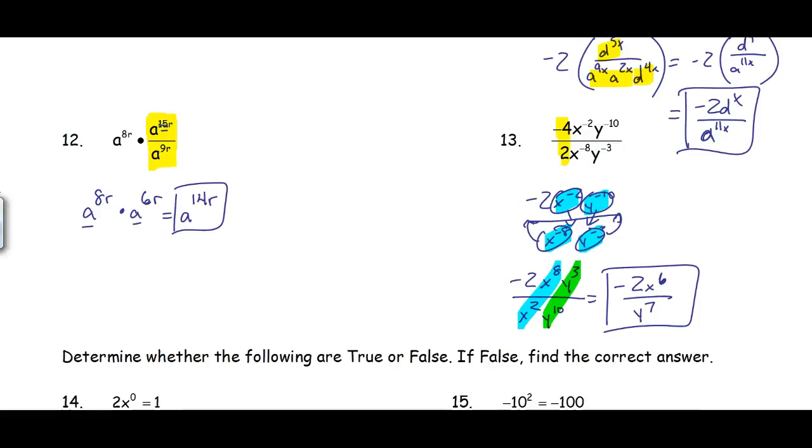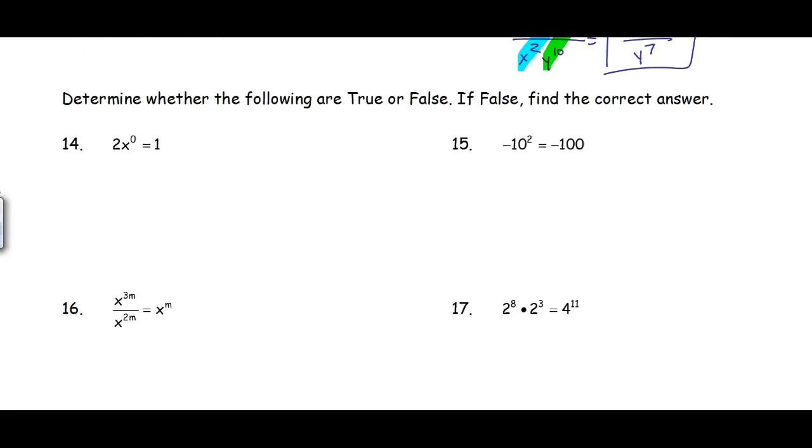All right, let's take a look at the last few here. Determine whether the following are true or false. If false, find the correct answer. 2x equals 1. Well, we know this is false. Why? Because this is supposed to cancel out. What are we left with then? 2. So 2x to the 0 actually equals 2.